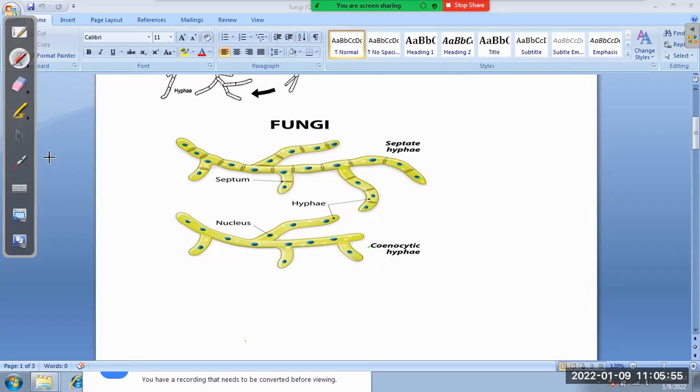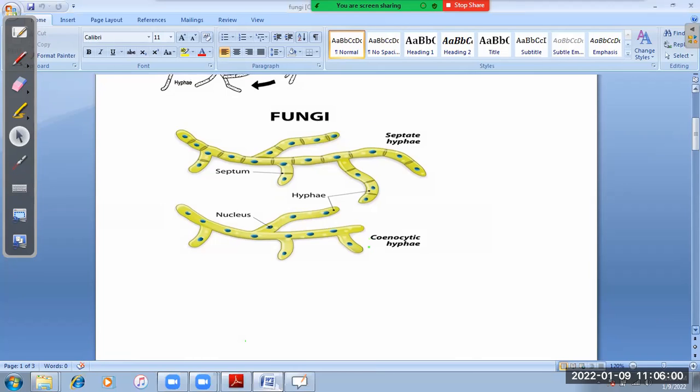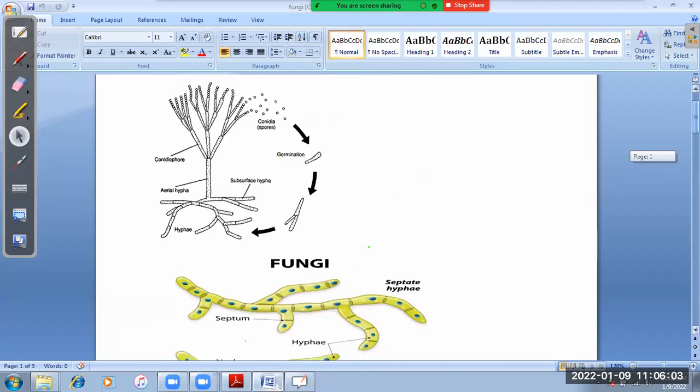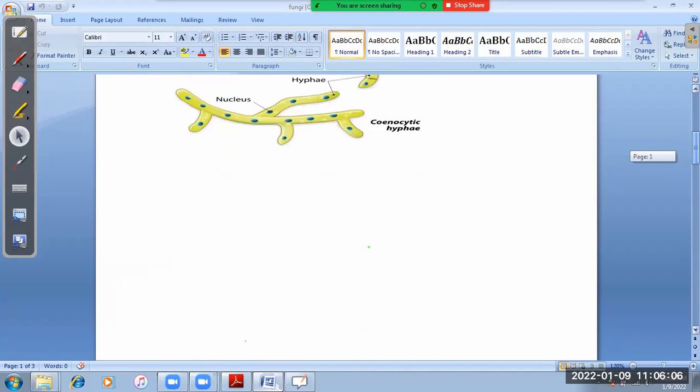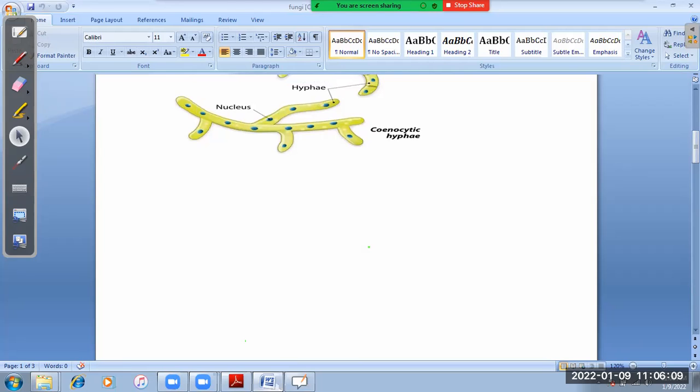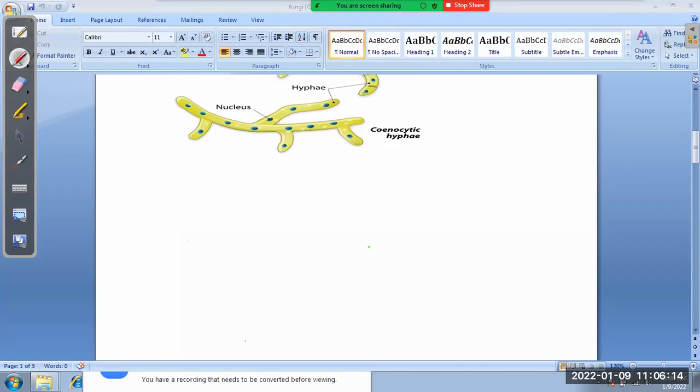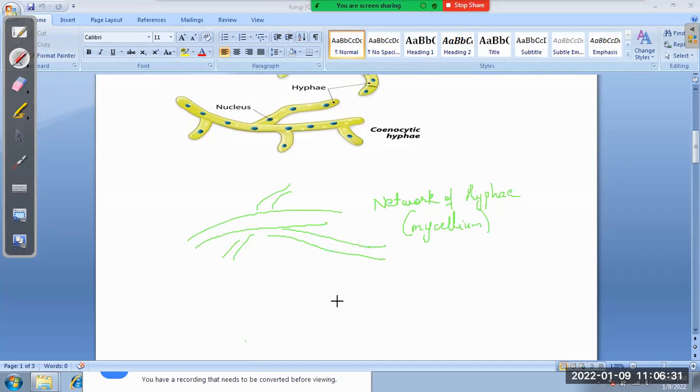Let's come to the next part. We've understood all this about the fungi. Cenocytic is very important, okay? One more thing I'll tell you. For example, if I have many hyphae, a network of hyphae, that is called the mycelium. So if you have many hyphae, the network of hyphae is called a mycelium.